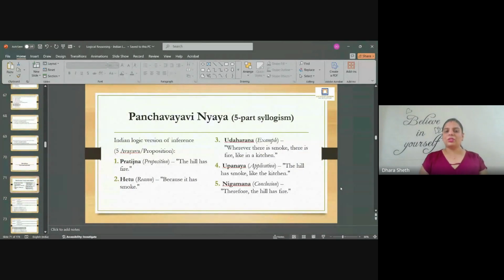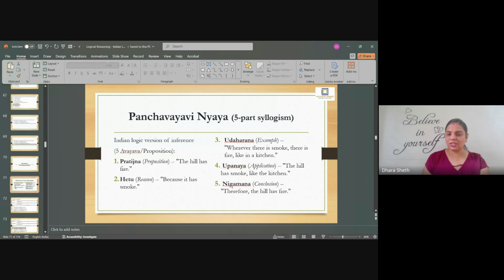So we talked about Panchavayavi Nyaya system, that in Indian logic version of inference, there are 5 propositions: Pratijna, Hetu, Udaharan, Upanay, and Nigaman. So you propose something, then you give the reason for it. There is an example which is similar to what you have proposed. Based on that, application is done of whatever you have understood. That is called Upanay. And based on that, again, you get the conclusion.